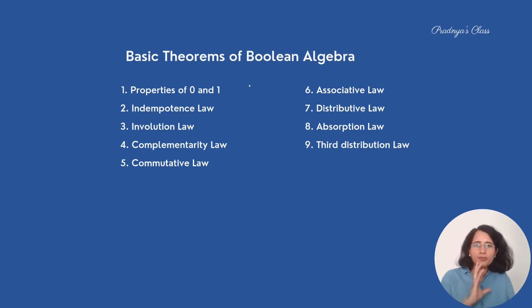In the next topic we have to study certain laws of Boolean algebra. There are a total of 9 laws we have to study and these laws are related to maths. Those who have studied maths, for them it is very easy. The difference is only that we are working on Boolean algebra, means we are working on the values of 0 and 1. Otherwise the properties are exactly the same. The first one is properties of 0s and 1s as we are dealing with Boolean algebra. Then we have idempotence law, evaluation law, complementary law, commutative law, associative law, distributive, absorption and third distribution law. This is the main topic of this chapter. So one by one we will study all these laws and it's very easy.